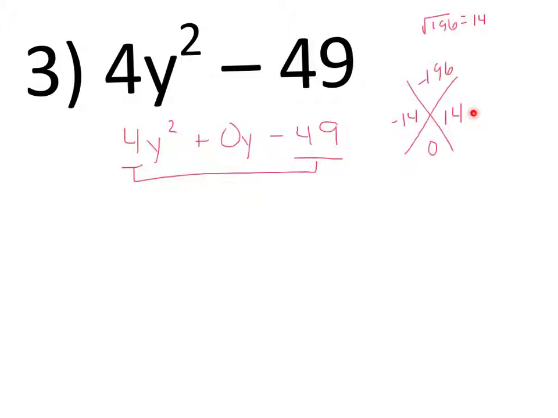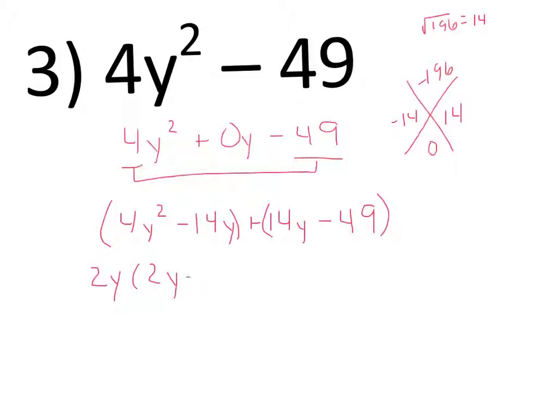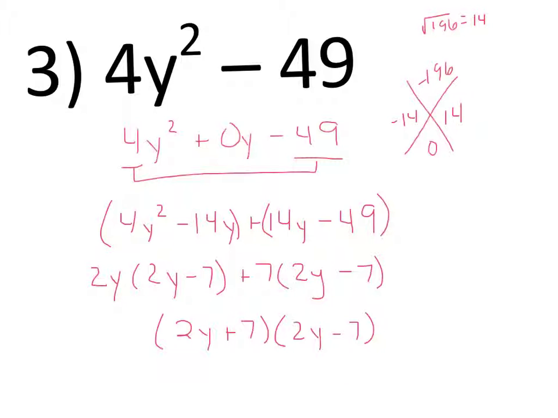All right, so now I'm going to rewrite. I've got 4y squared minus 14y plus 14y minus 49. I'm going to group it. And the first group here, I'm going to pull out a 2y and have 2y minus 7. The second grouping, I'm going to pull a 7 and have 2y minus 7 there as well. So my factors are 2y plus 7, putting together the outsides, and 2y minus 7, rewriting the inside. And that's going to be my final answer.